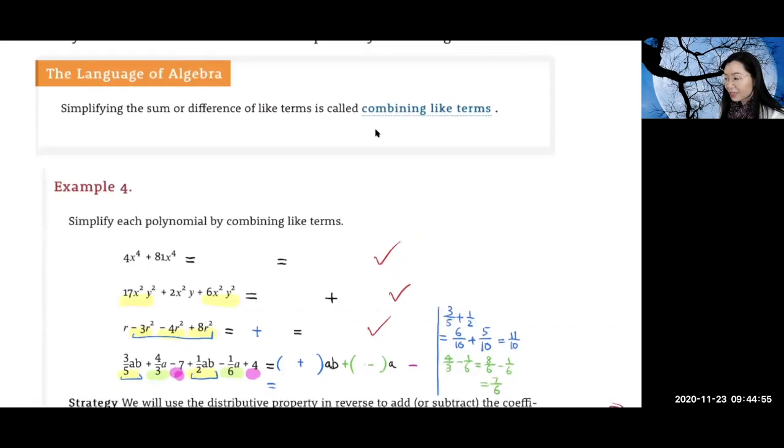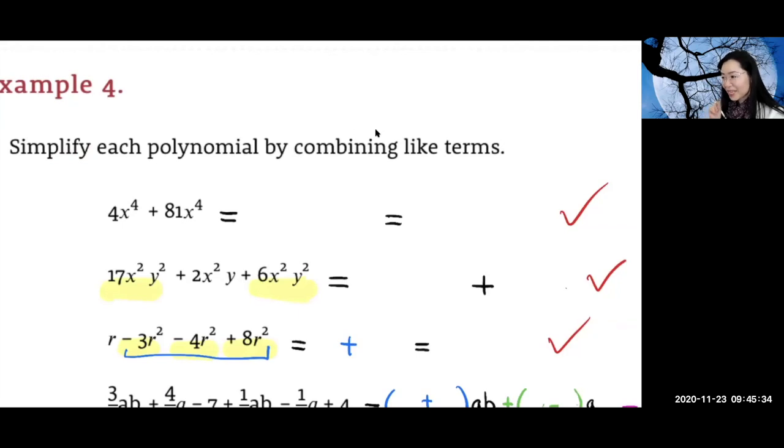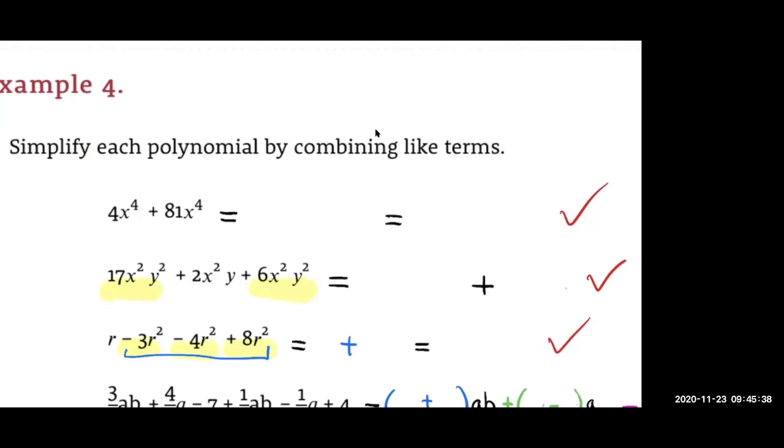You can shout out the answer here. 4x to the 4 plus 81x to the 4. What does it equal to? Yeah, 85x to the power of 4. Remember, apple plus apple is still apple. You don't add the exponent. Like terms, the same thing.